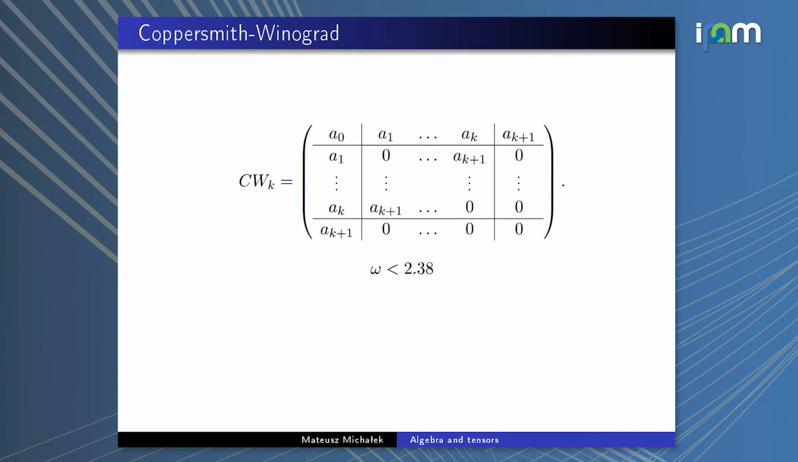Instead, you look at a different tensor. Here is an example of a different tensor known as the Coppersmith-Winograd tensor, and I present it as a space of k plus 2 times k plus 2 matrices, as a k plus 2 dimensional linear space of k plus 2 times k plus 2 matrices. Well, what do you have to do with this tensor?